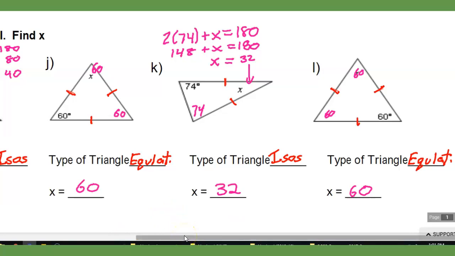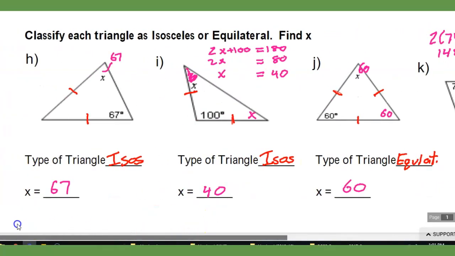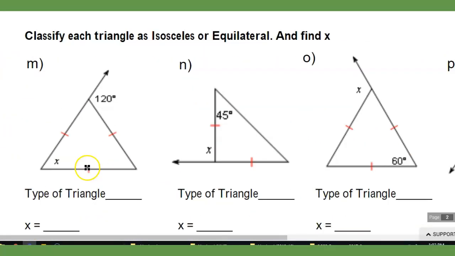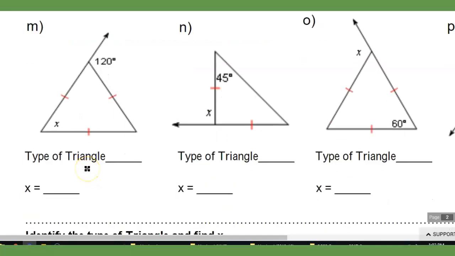All right. So on the back, just a few more, maybe with some algebra solving and some other angles. So once again, first look at all the markings. Know what type of triangle you're working with first, so that way you know what set of rules to use.